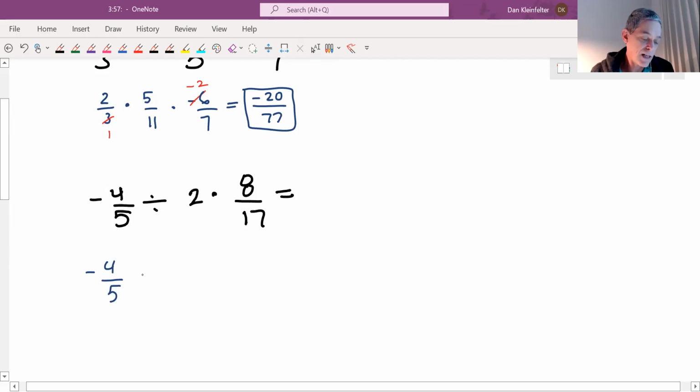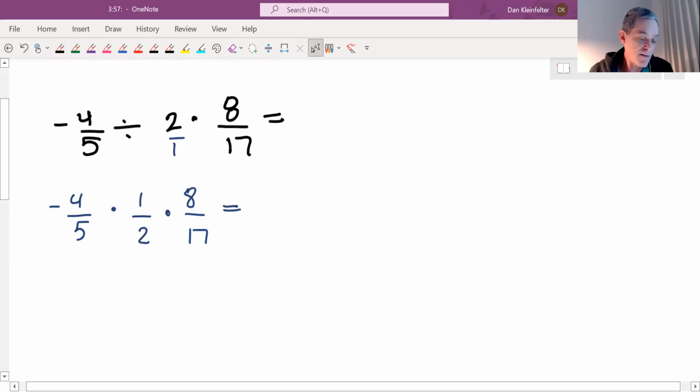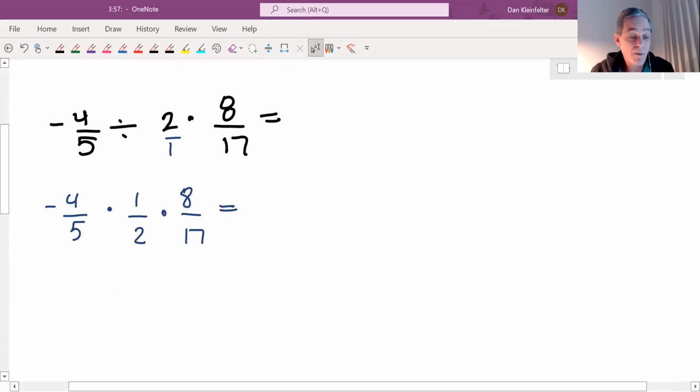Okay, so hopefully you tried that. We're going to change our division here to a multiplication. Remember that 2 is the same as 2 over 1. So we're going to replace that by its reciprocal, which is 1/2. And then the 8/17 is just going to be a copy. In a way, I think division problems with fractions are really short because the first thing you do is change them to a multiplication problem, and then it's a multiplication problem from then on. So the division part of it is really short.